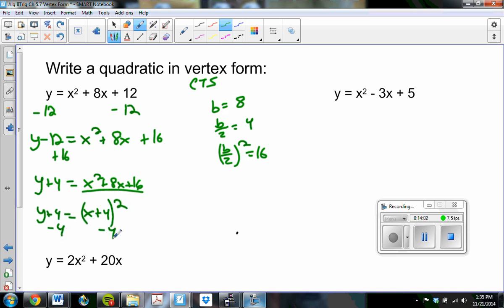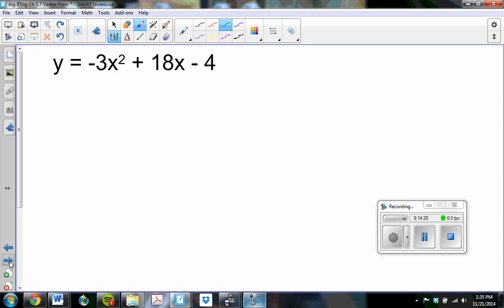Subtract this 4 back from both sides. I get that y equals (x plus 4) squared minus 4. This is now in vertex form. The a value is 1, the h value is negative 4, the k value is negative 4. I'll do this one also because this one's a little bit on the dirty side.